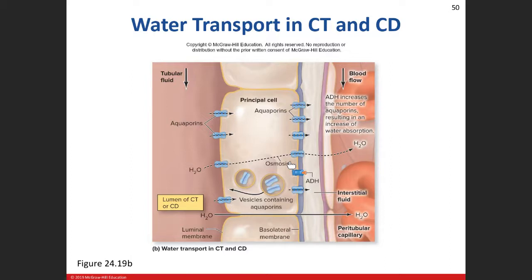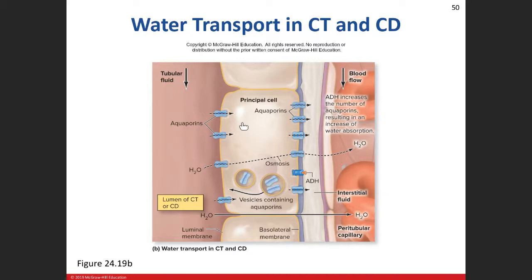So ADH, that antidiuretic hormone, is produced in the hypothalamus and released by the posterior pituitary gland. This hormone is going to increase these aquaporins, and the more aquaporins we have, the easier it is for water to move across the cells that line the collecting tubules and the collecting ducts. So what happens? ADH upregulates the synthesis of these aquaporins, and the cell will insert them into the plasma membrane, and then water can freely move across.